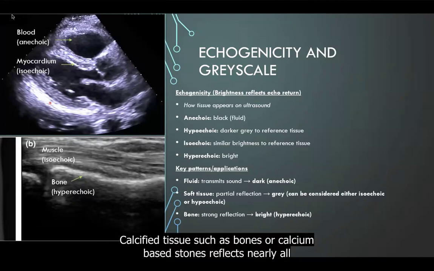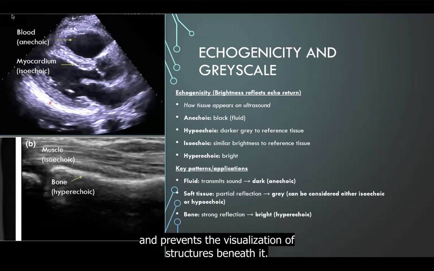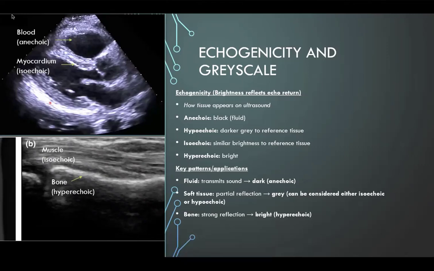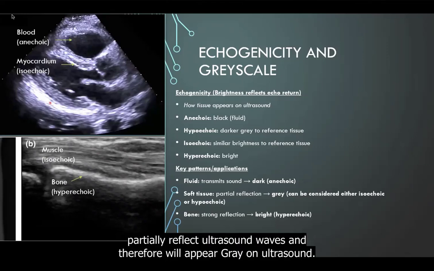Calcified tissue, such as bones or calcium-based stones, reflects nearly all ultrasound waves. As a result, it appears very bright or hyperechoic and prevents the visualization of structures beneath it. Most soft tissues, such as myocardium or skeletal muscle, partially transmit and partially reflect ultrasound waves, and therefore will appear gray on ultrasound.